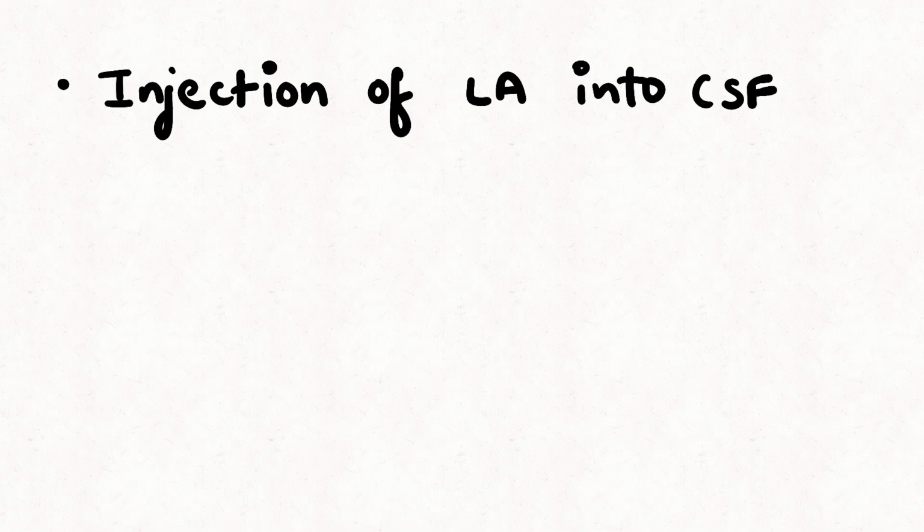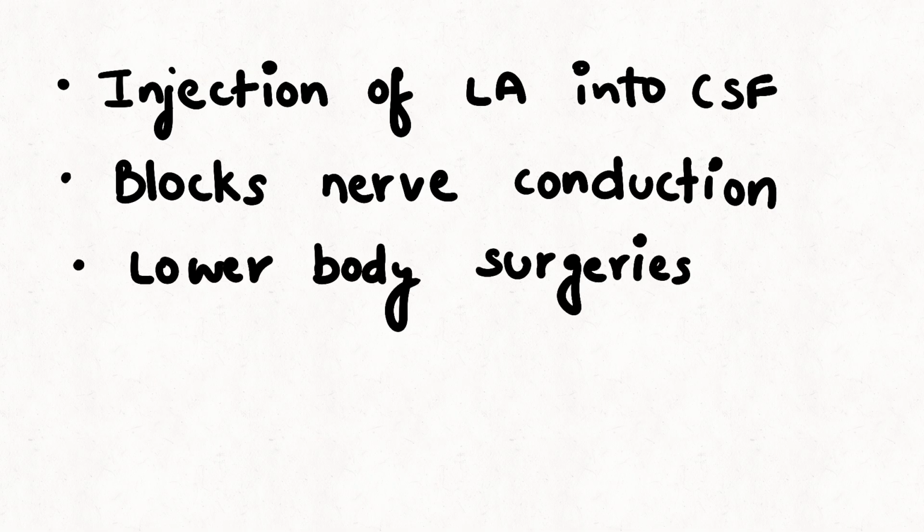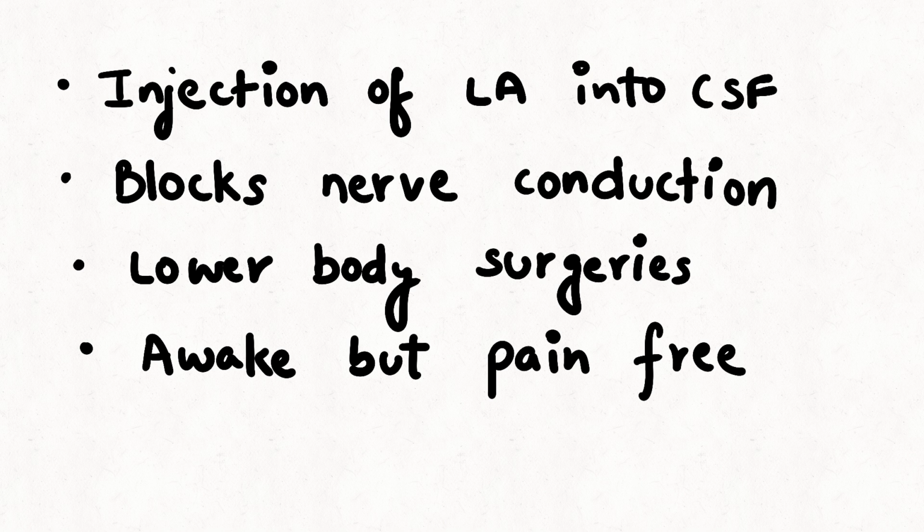Spinal anesthesia is injection of local anesthetic into CSF. It blocks nerve conduction, is used mainly for lower body surgeries, and the patient stays awake but pain-free.